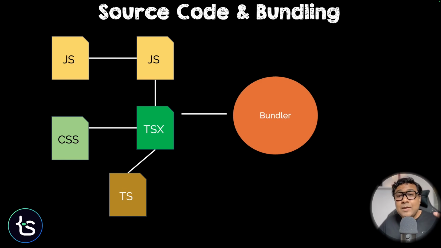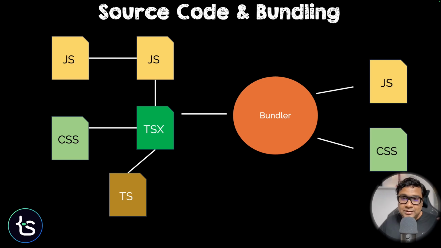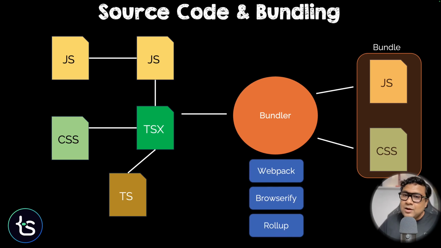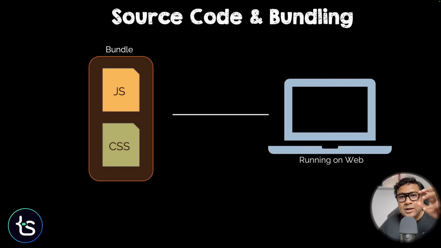And then you have something called a bundler. You write your independent JavaScript code, TypeScript code, CSS, etc., and there is a bundler which is going to bundle them together and create a mammoth JavaScript file or a mammoth CSS file. That creates your bundle. Some examples of bundlers are Webpack, Browserify, Rollup, etc. Now this bundle with JavaScript and CSS has to get loaded on your browser for your application to run.